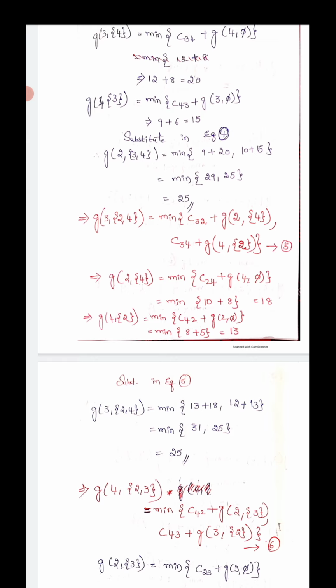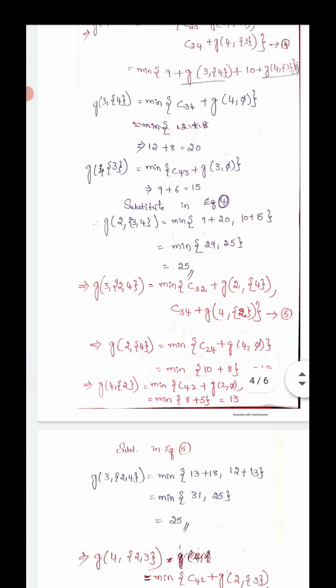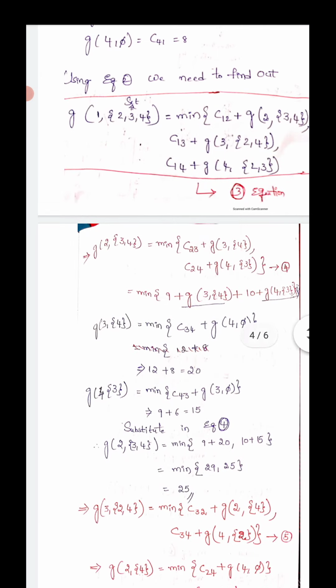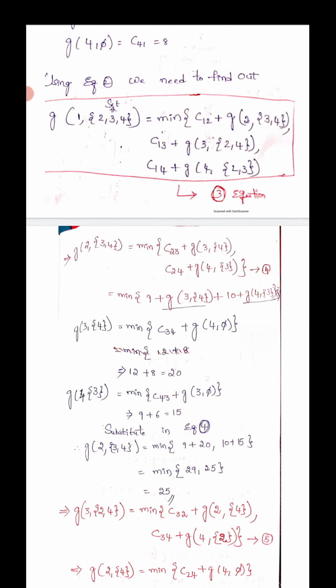13. Now we have to add there, the minimum of 13 plus 18 is assigned to 31 comma 12 plus 13 will be assigned to 25. Here the minimum value of 31 comma 25, which one is minimum? 25 is minimum. Okay, now we can solve again, by using equation number 3 we have to solve g of 2 comma 3 comma 4, g of 3 comma 2 comma 4.